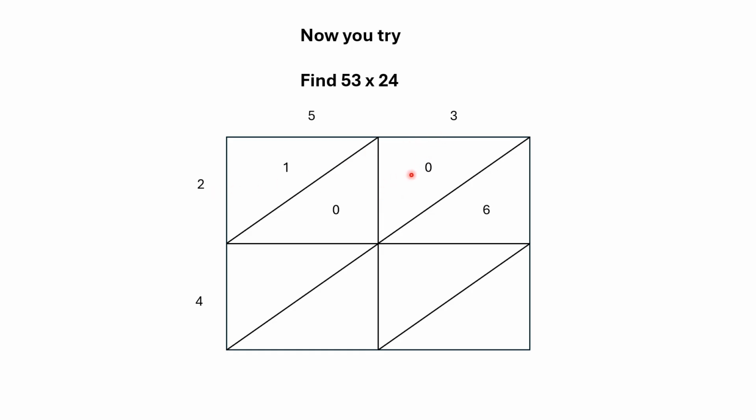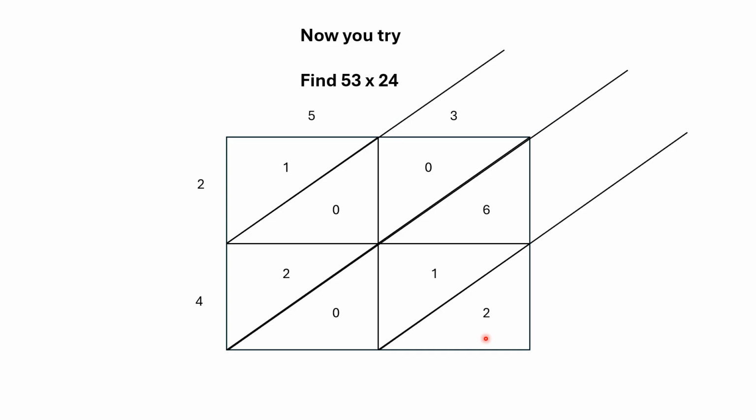Next, 3 times 2. 3 times 2 is 6, so I place a 0 in the tens section on the top of the square, and a 6 in the one spot on the bottom here. Now, 4 times 5. 4 times 5 is 20, so I place the 2 in the top 10 spot, and a 0 in the bottom's 1 spot. And finally, 4 times 3 for this last square. 4 times 3 is 12, so a 1 goes in the top 10 spot, and a 2 in the bottom 1 spot of this square.